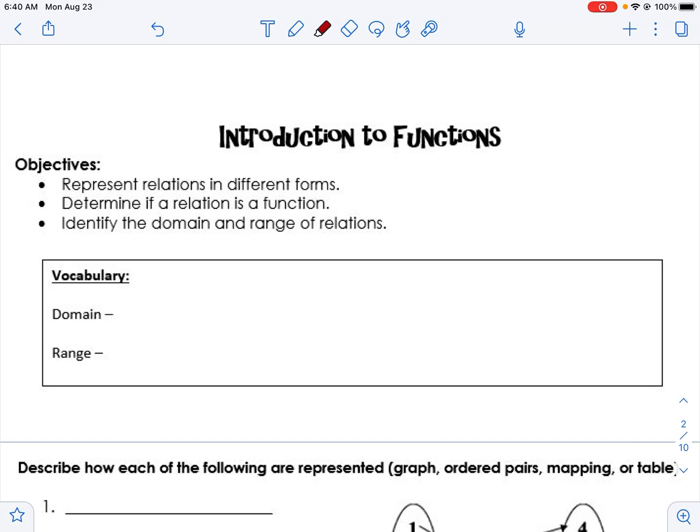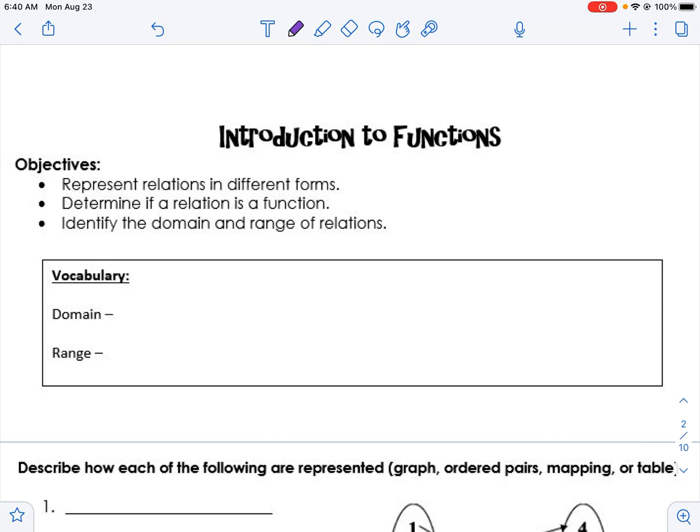So our objectives for this video are to represent relations in different forms, to determine if a relation is a function, and to identify domain and range of relations. So we're going to start off with some vocabulary. So first we have domain and range.